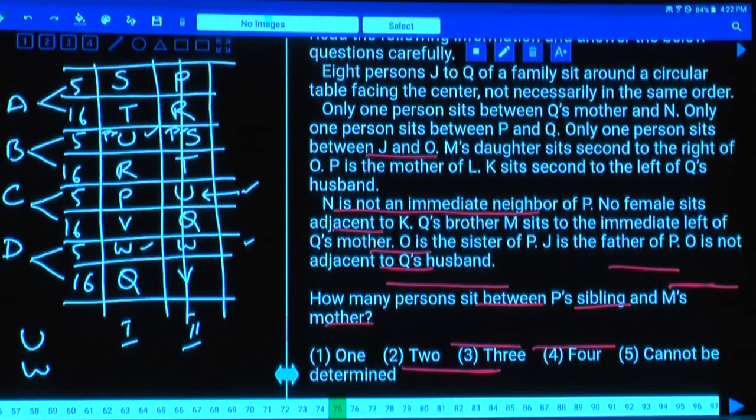Now in this one 75 to 79. How many persons are there? There are 8 persons. Who are those 8? J to Q are the 8 persons of a family. Sit around a circular table facing the center but not necessarily in the same order.